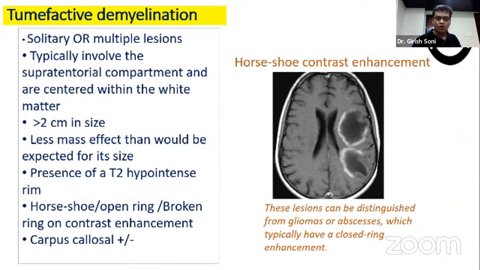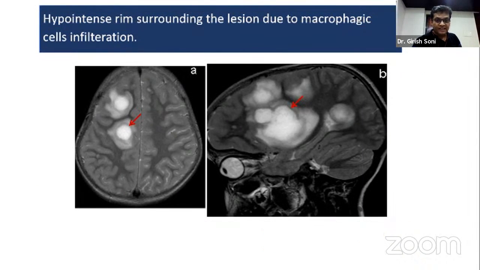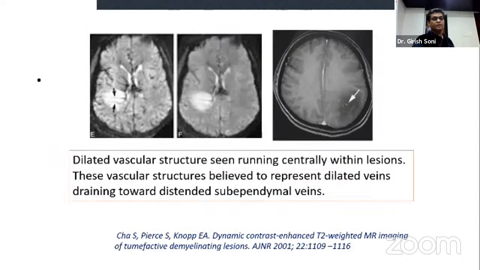So presence of horseshoe ring contrast enhancement and T2 hypointense rim is characteristic for tumefactive demyelination. And this T2 hypointense rim surrounding the lesion is because of foamy macrophages. The macrophages are rich in iron, along with CD8 cells also. So macrophages plus CD8 cells both are infiltrated along the rim of the lesion.